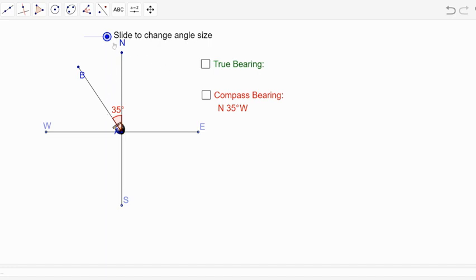So there you have it. That's how true bearing and compass bearing are expressed. I hope this is clear.